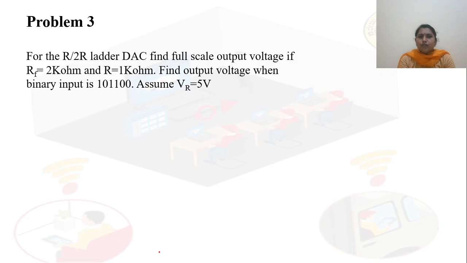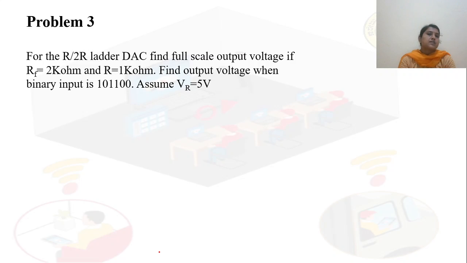So to find out the full scale output voltage in R by 2R ladder type DAC, we should use the formula. Vout is equal to V reference into feedback resistor RF divided by R, multiplied by B1 by 2, B2 by 4 plus B3 by 8 plus B4 by 16, the formula we used while designing the R by 2R ladder. Thereby we get the output expression for Vout.